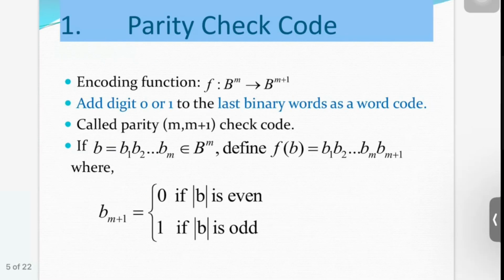Next will be the parity check code. The parity check code is basically a simple error detection code that adds an extra bit to a data word. It will add 1 or 0 to the last of the binary word as a code word, to detect the error.